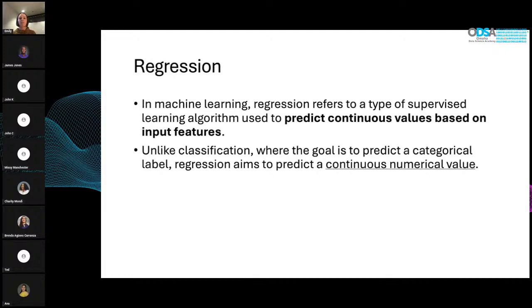Is it $100,000? Is it $101,000? Is it $102,000? It can really take any value on that continuum. So it's a continuous numerical value. There are a lot more options for what the prediction could be in regression.